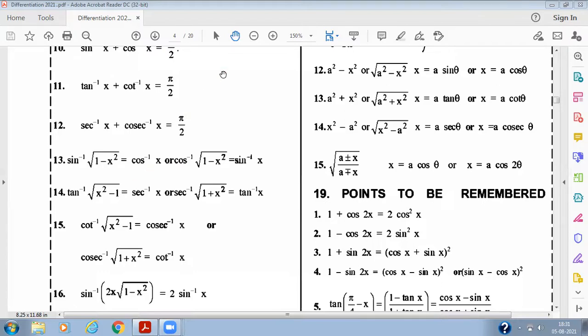So students, what happens is over here, you need to remember that sine inverse of under root of 1 minus x square becomes nothing but equal to cos inverse of x. Okay. And similarly, if you have cos inverse of under root of 1 minus x square, it becomes nothing but equal to sine inverse of x. So this is the explanation for point number 13.